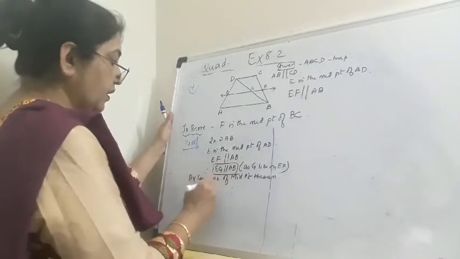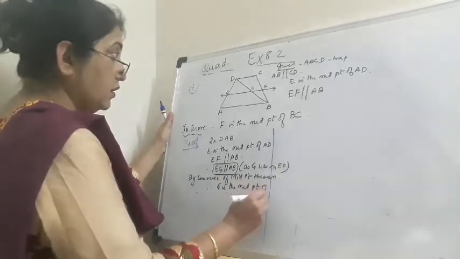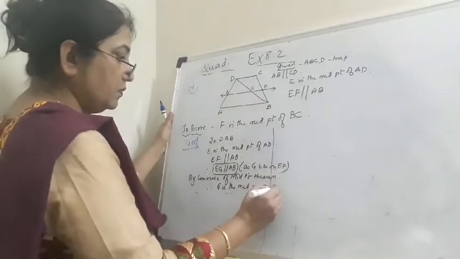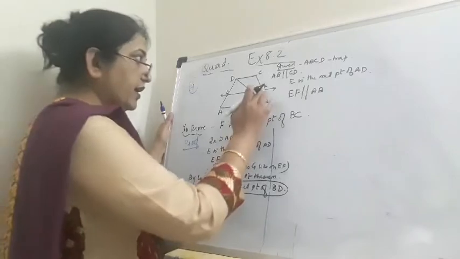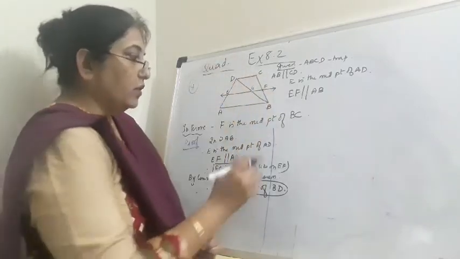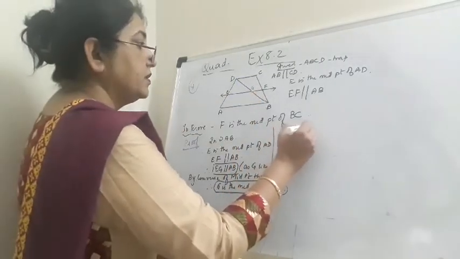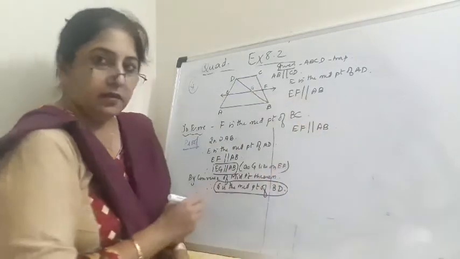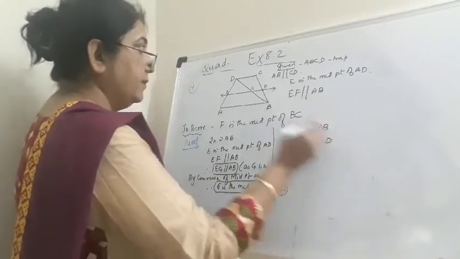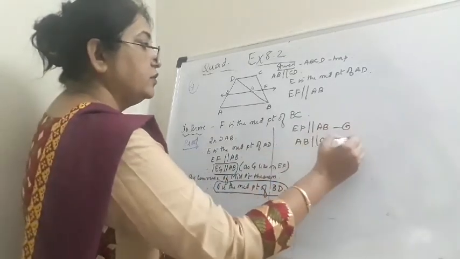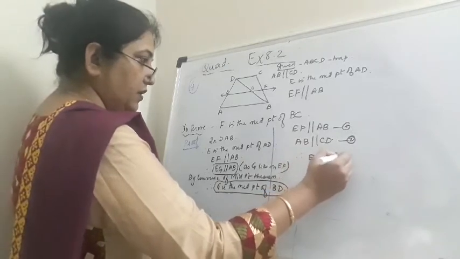So therefore G is the midpoint of BD. Now G is a midpoint of BD, we have proved. We actually have to prove that F is a midpoint of BC. Now next point, you know that EF is parallel to AB. We also know that AB is parallel to CD. Now can I say by 1 and 2 that EF is parallel to CD?